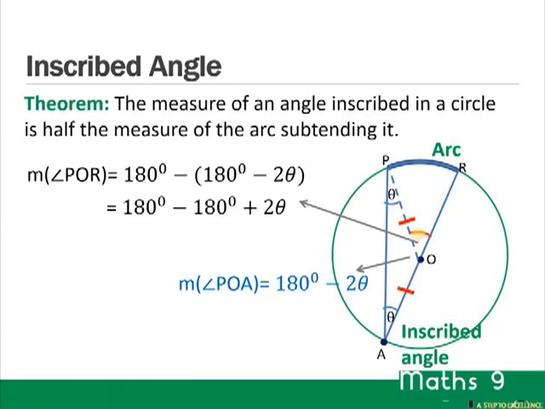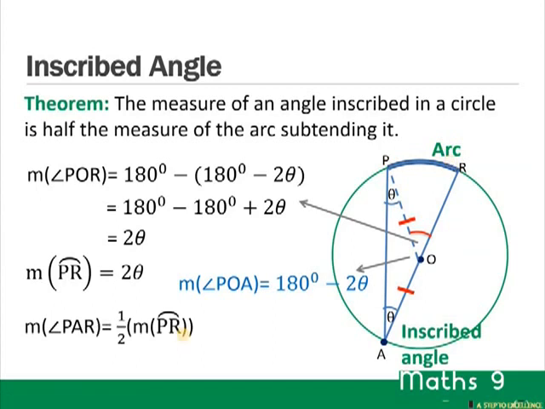This simplifies to 180 minus 180 plus 2 theta, which is 2 theta. This means that the measure of the arc PR is also 2 theta. So the measure of angle PAR, which was theta, is half of the measure of arc PR, which is 2 theta.